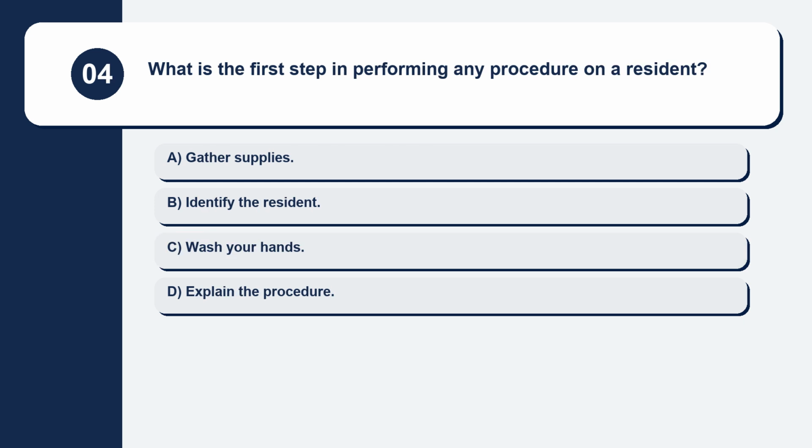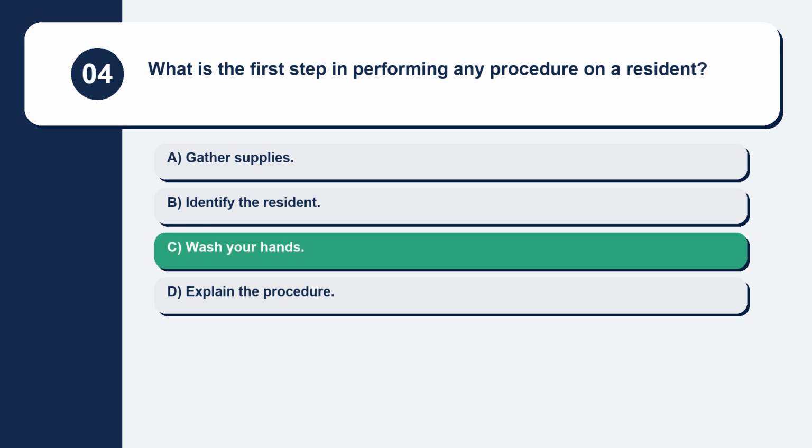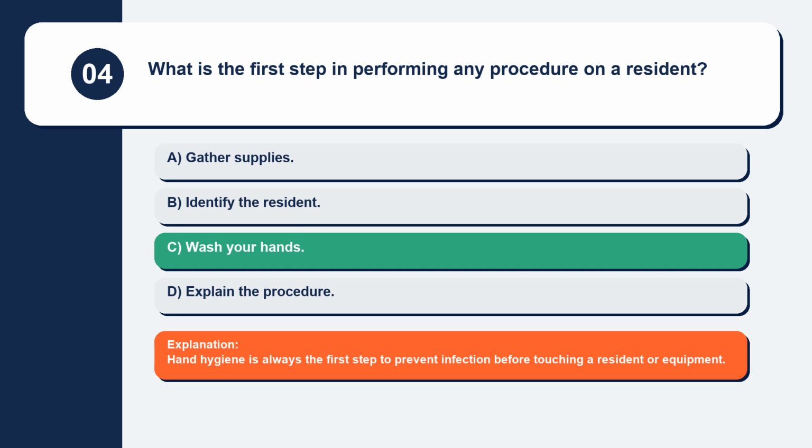Question 4. What is the first step in performing any procedure on a resident? Gather supplies, identify the resident, wash your hands, explain the procedure. Hand hygiene is always the first step to prevent infection before touching a resident or equipment.